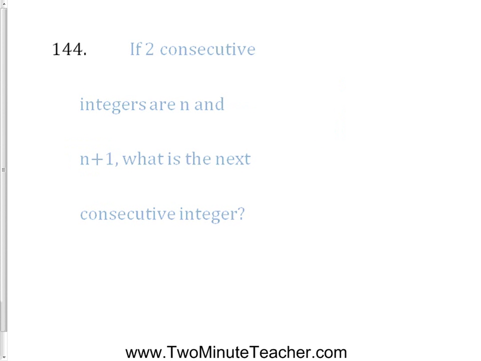All right. Next up, if two consecutive integers are n and n plus 1, that means they're numbers that are right after each other in numerical order. Okay, so like if it was 9, it'd be 9 plus 1 makes 10. Okay, those are consecutive numbers. What's the next consecutive integer? Well, after n and n plus 1 would be n plus 2. Okay, so if I have n here, and the next one after that is n plus 1, the next one after that would be n plus 2. All right, does that make sense?